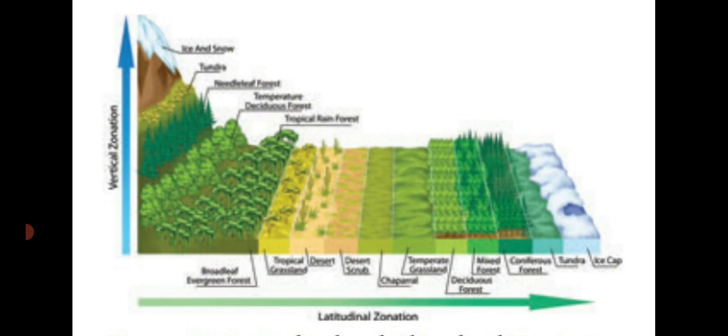We are coming to the altitudinal. Here it is divided into tropical rainforest, temperate deciduous forest, needle leaf forest, tundra region, and finally it ends with ice and snow. So these are all the different plant vegetation present from equator to the different poles, that is north pole and south pole.